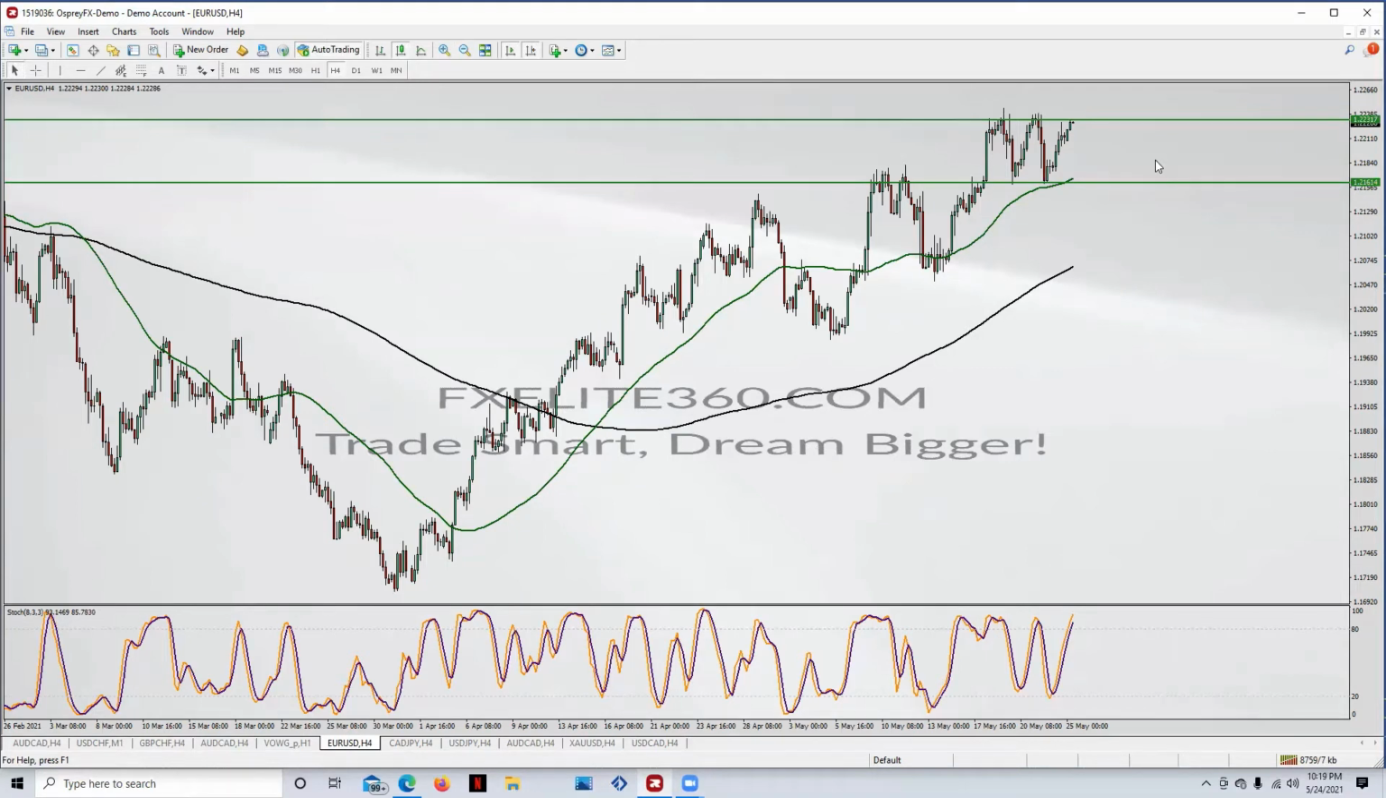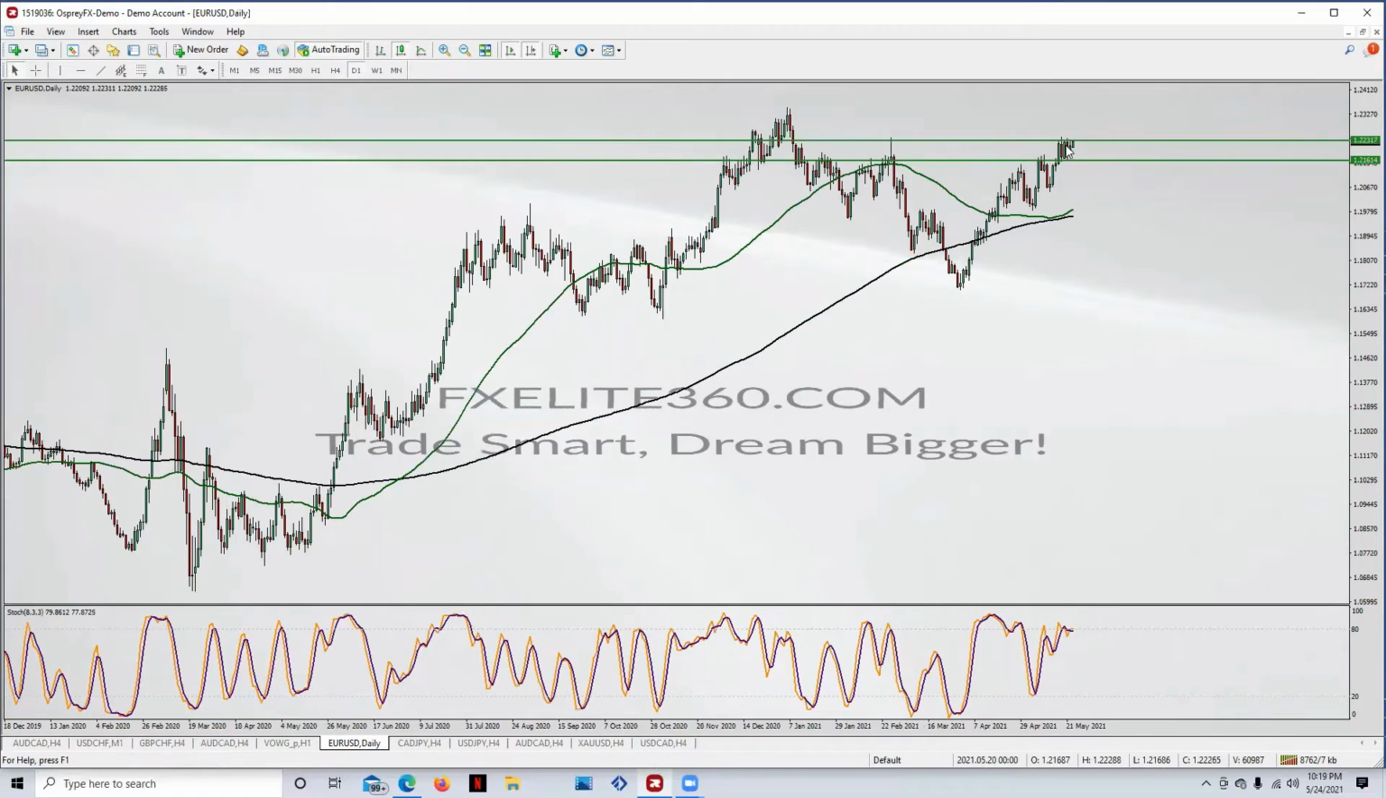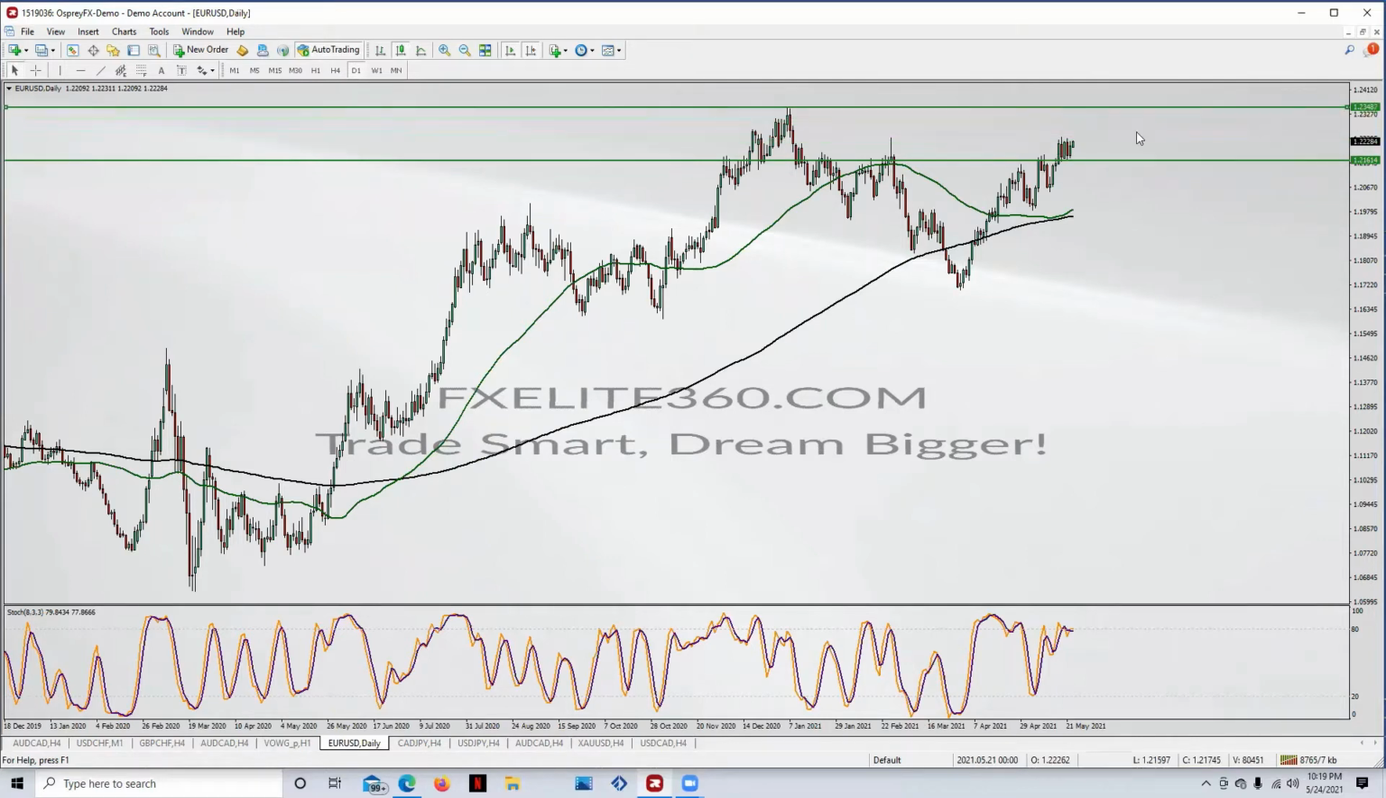I do not look at the daily. I do not look at the weekly. I mean, I can, to make sure that this doesn't break, because this level could be really weak, and then we could break it and then maybe see all the way up there. Very possible.